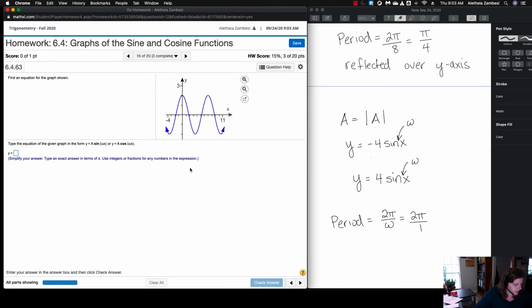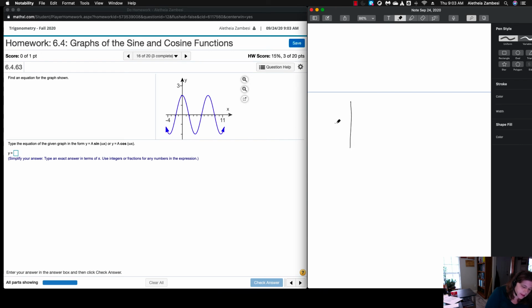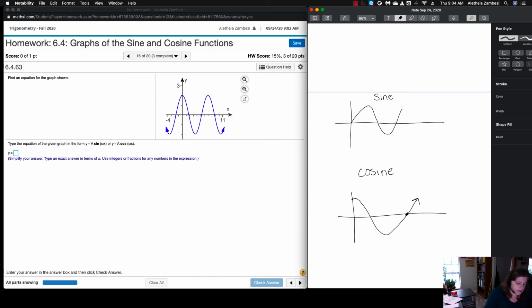All right, the first thing that we have to decide is if we are dealing with sine or cosine. Remember that the sine function starts at the origin and looks something like this. If we're dealing with a cosine function, then the cosine function starts at its high place and looks like this. So if I'm looking at this graph, this is a cosine function. It's starting at its high place, moving this way.